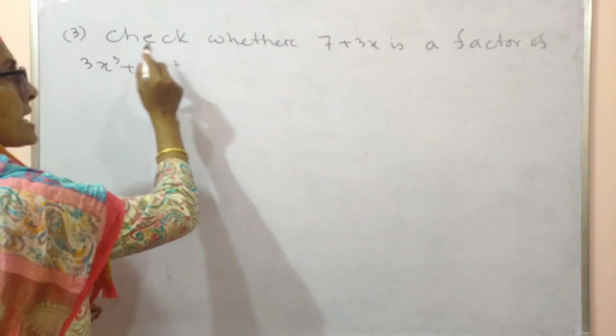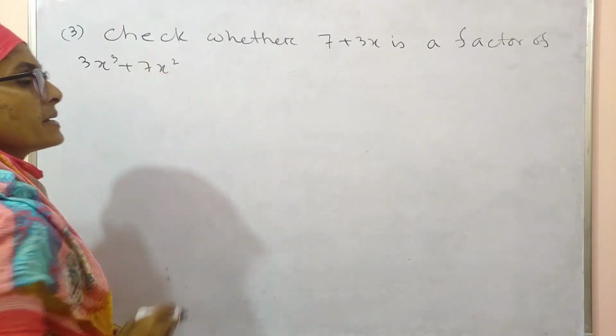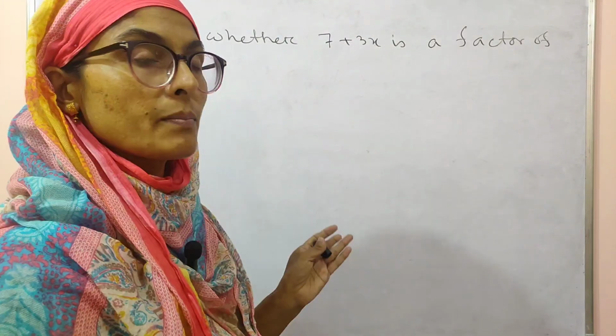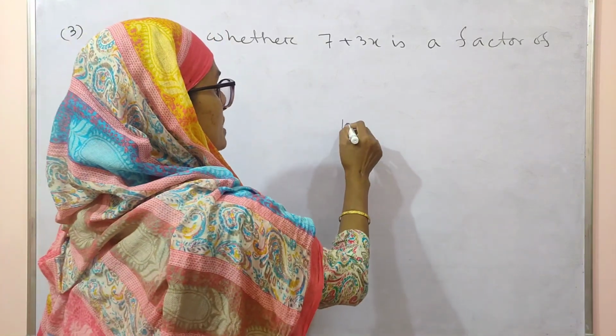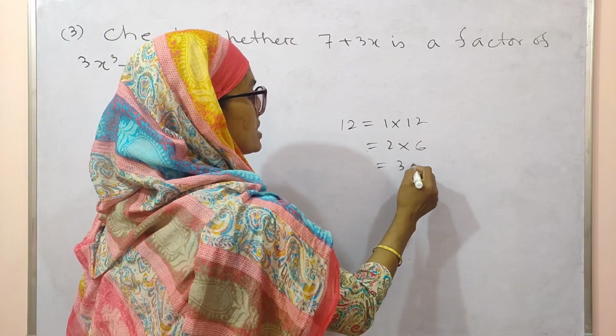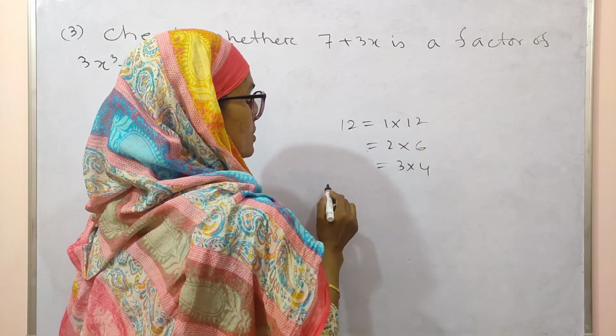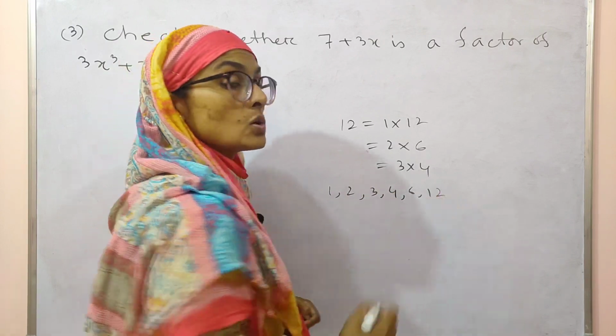Question number 3. Check whether 7 plus 3x is a factor of 3x cube plus 7x square. Factor means multiplication of 2 or more terms. Say 12. You can write 1 into 12, 2 into 6, 3 into 4. So factors of 12 are 1, 2, 3, 4, 6 and 12. These are the factors.